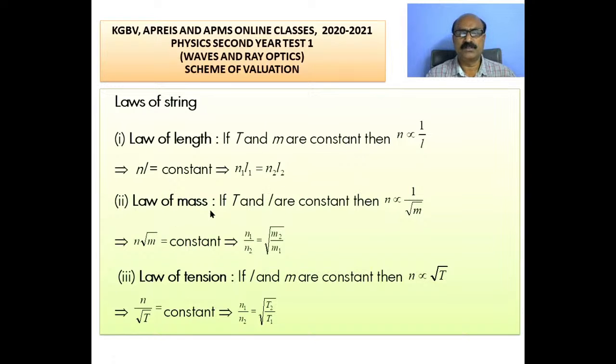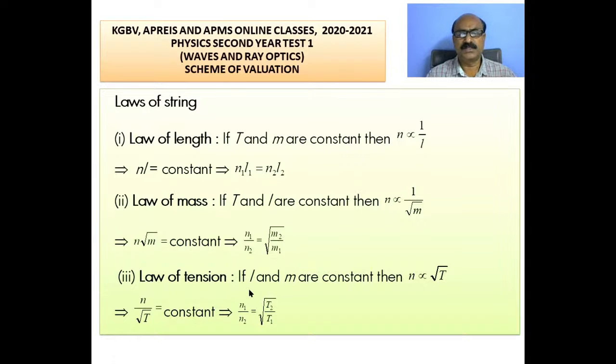And the law of mass: if tension and length are constant, then the fundamental frequency is inversely proportional to the square root of its linear density. This is the second law. Of course, I wrote the expression and relation here, but you have to give a verbal explanation as well. In the second law, frequency multiplied by the square root of linear density, N root m, is always constant. Therefore, N1 by N2 is equal to root of m2 by m1.